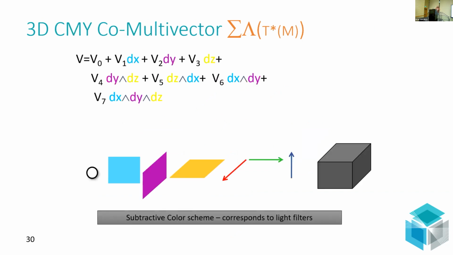And if we come from the other side, we are in the cyan, magenta, yellow color space of a subtractive color scheme, like light filters, starting with like a white scalar, cyan, magenta, yellow, putting them all together. So like a multivector in the subtractive color scheme.